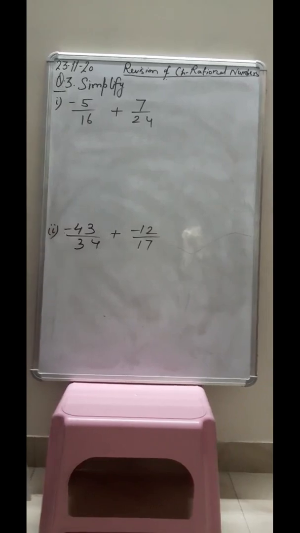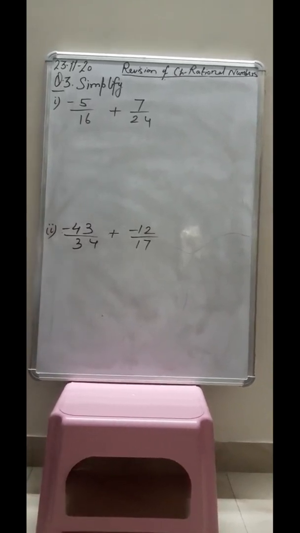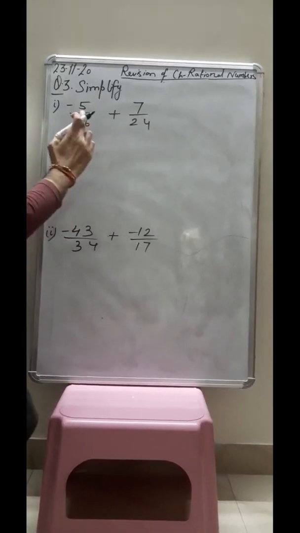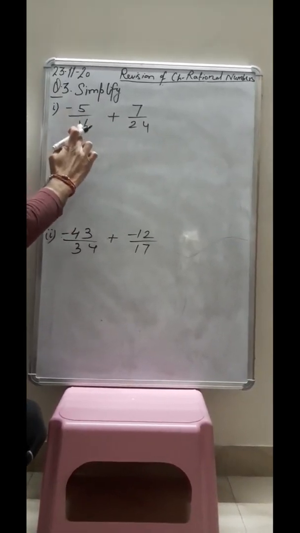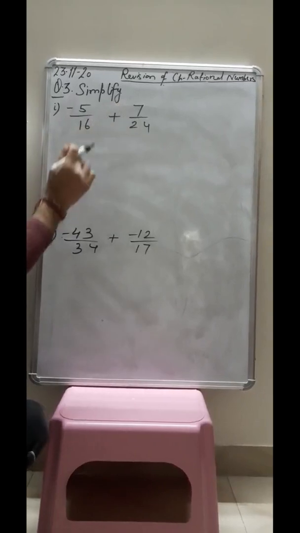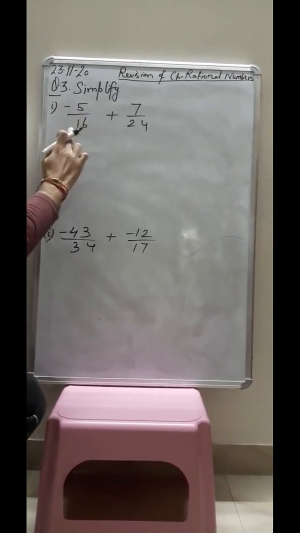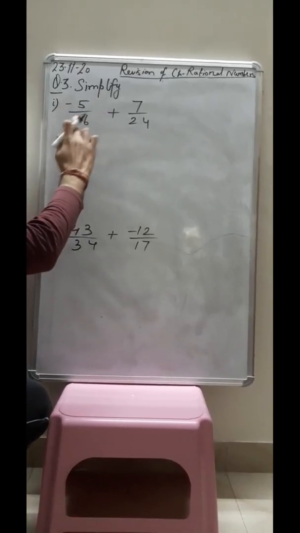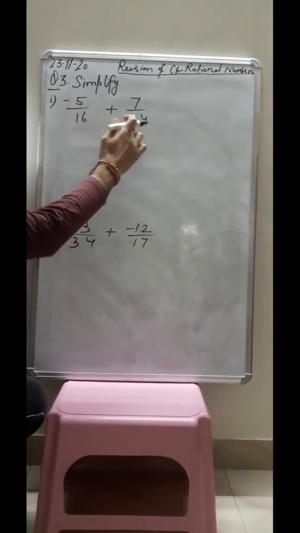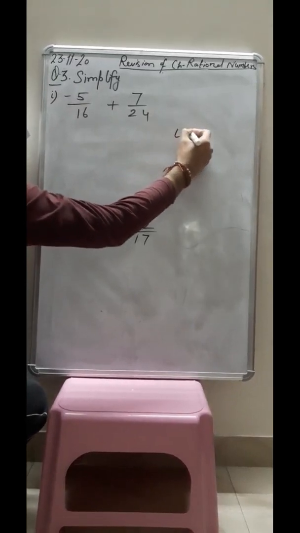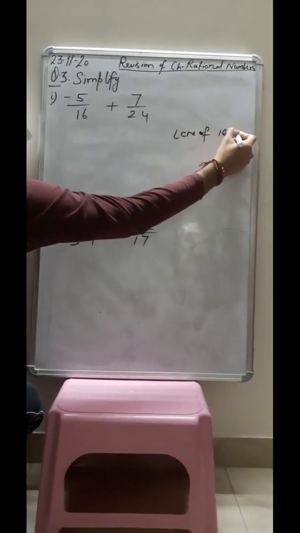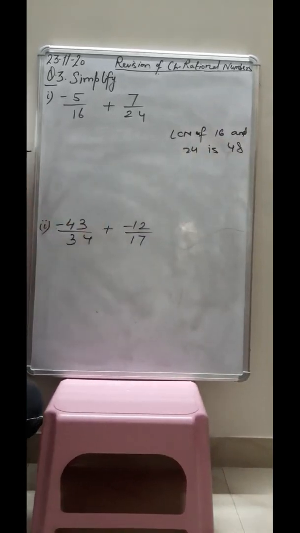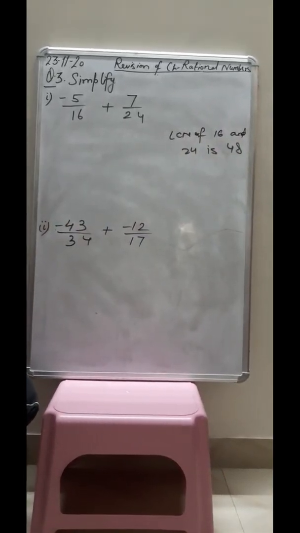Question number 3 is simplify. So here we have to simplify the rational numbers, that means we have to solve them. Here it is minus 5 upon 16 plus 7 upon 24. To simplify them, you have to make the denominators the same. Here the denominators are not the same, so the first step is to take the LCM of 16 and 24. The LCM of 16 and 24 is 48.